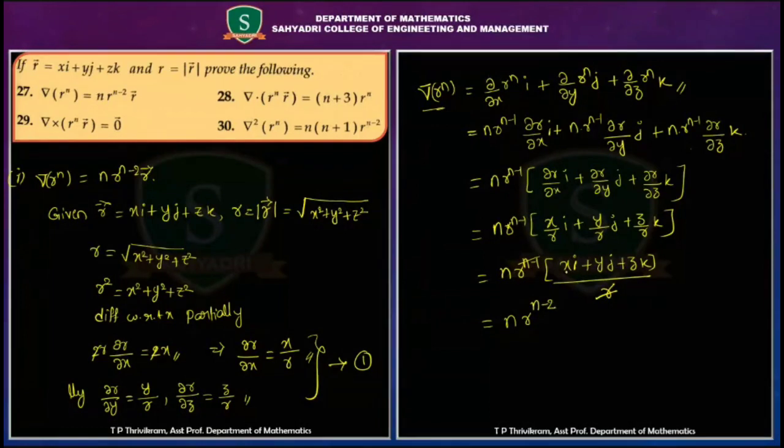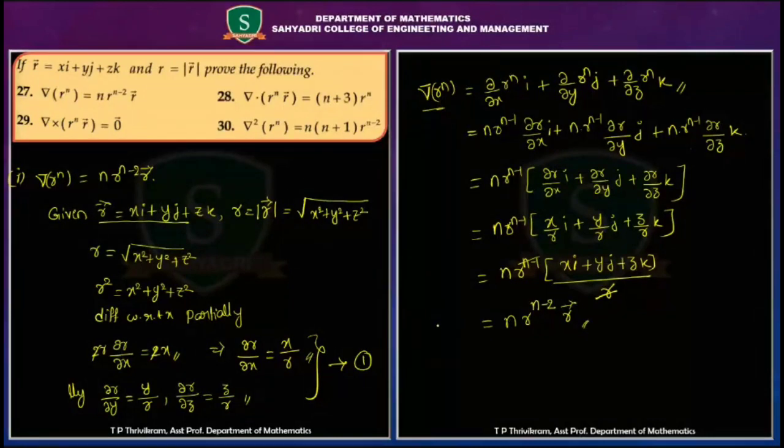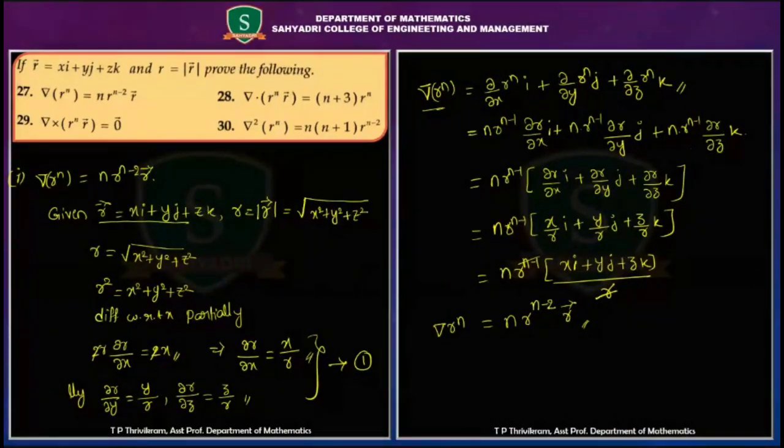Okay. So what do you mean by xi plus yj plus zk? This is r vector. So r vector you have to write. So this is what we need to prove. So del r power n is equal to n into r power n minus 2 into r vector.